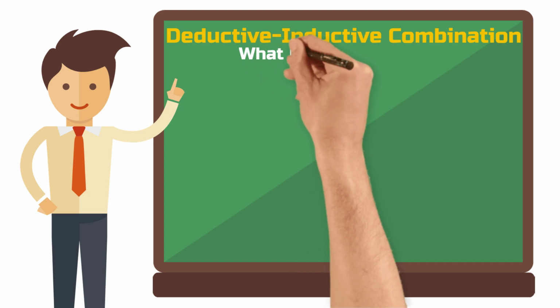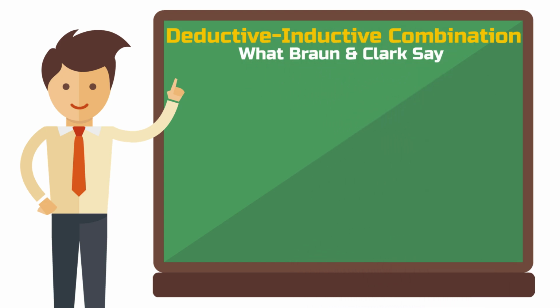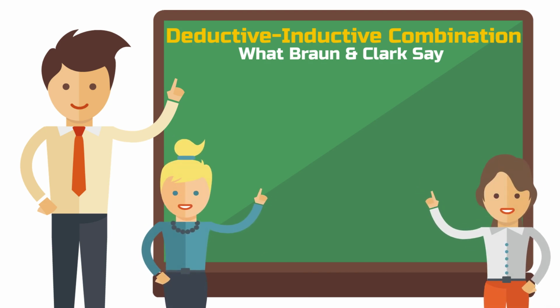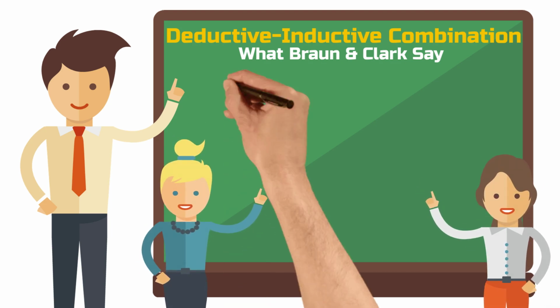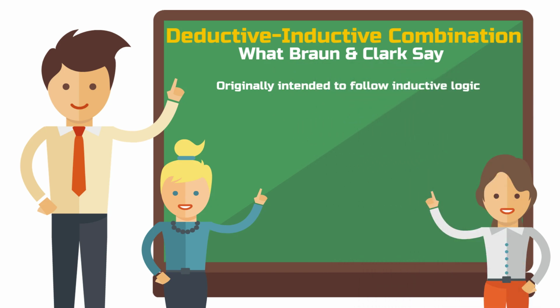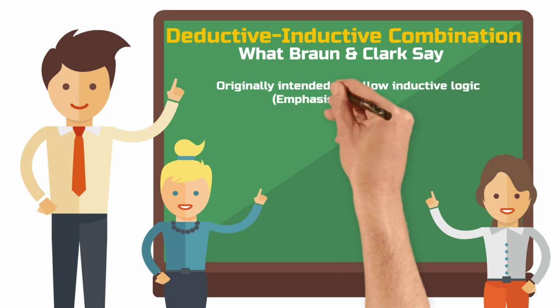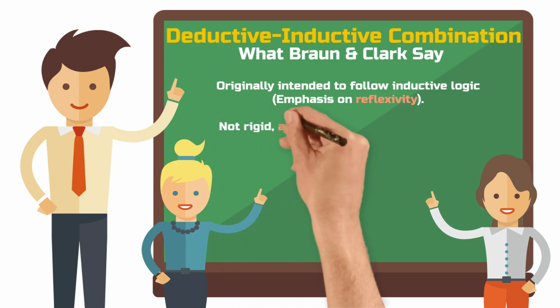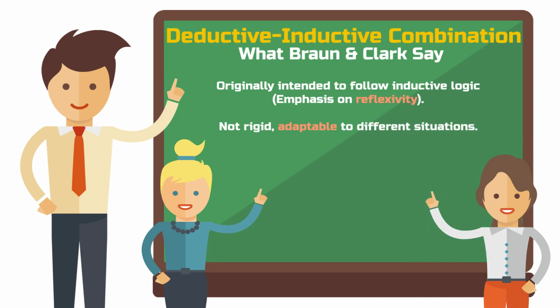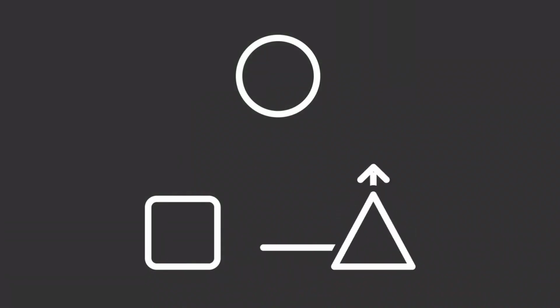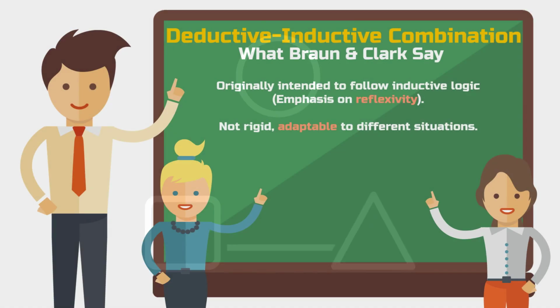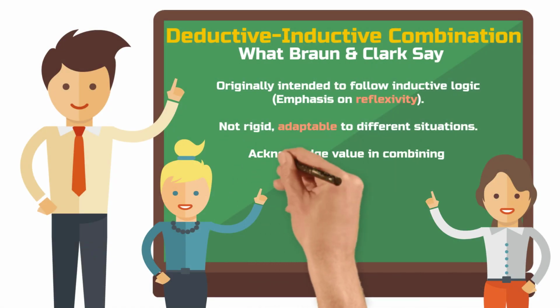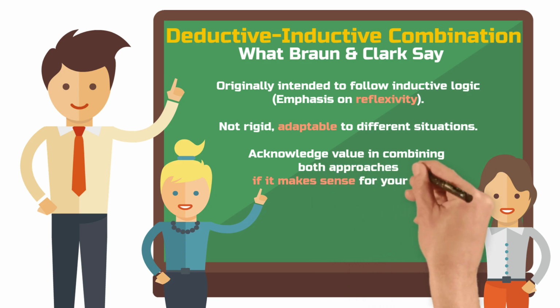Now, what do authors like Braun and Clarke say about the deductive-inductive combination? The authors of the most cited paper on the method have made clear that the method was originally intended to follow an inductive logic. Their focus on being reflexive as a subjective researcher underscores this. However, it is exactly this what makes qualitative research so flexible. It is not about following a guide from start to finish and never deviating from it. It is about tailoring the analytical approach to your needs and what makes the most sense in your situation. Therefore, Braun and Clarke would agree that combining both logics can be of value if it makes sense in your context.